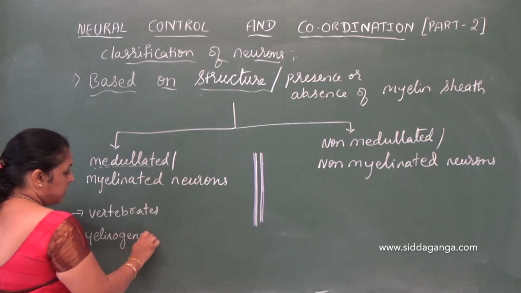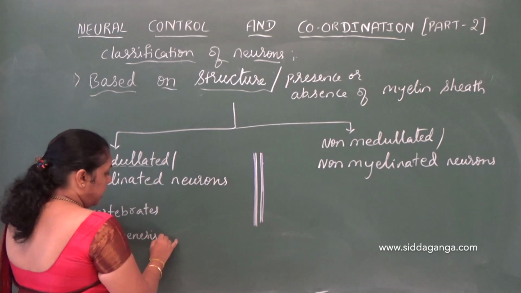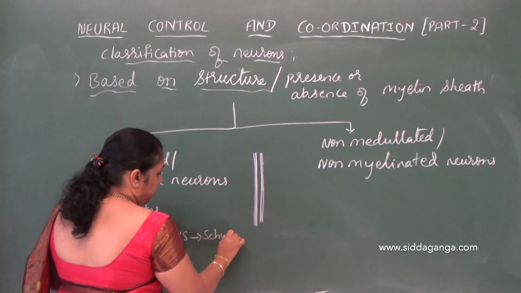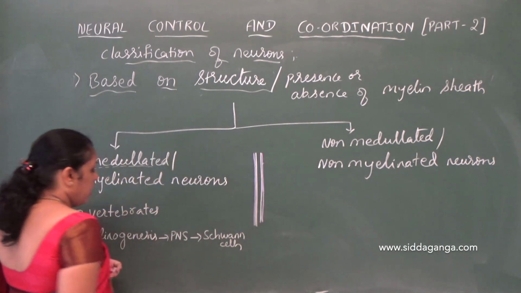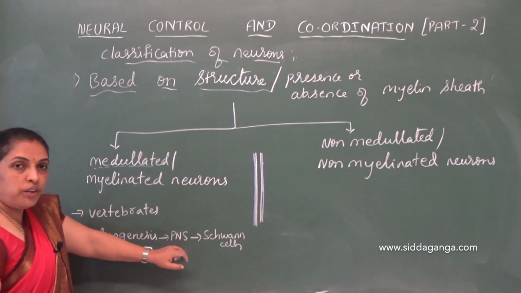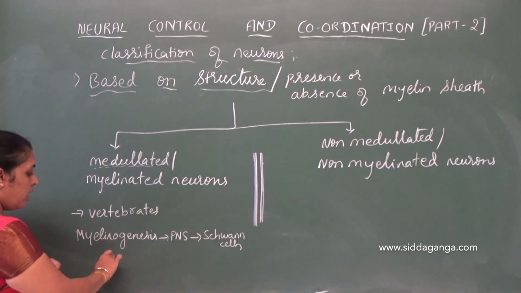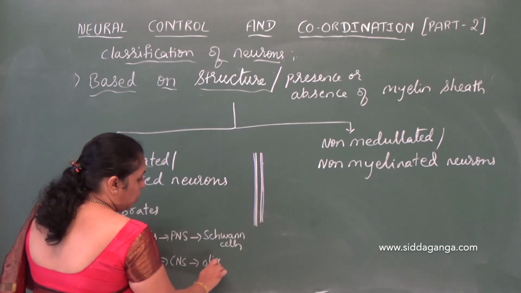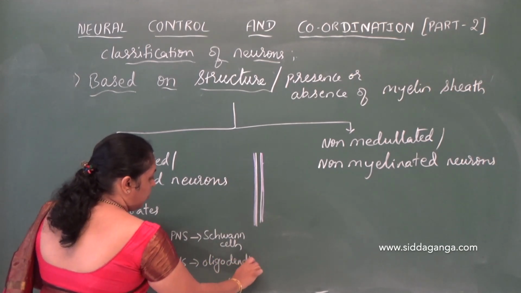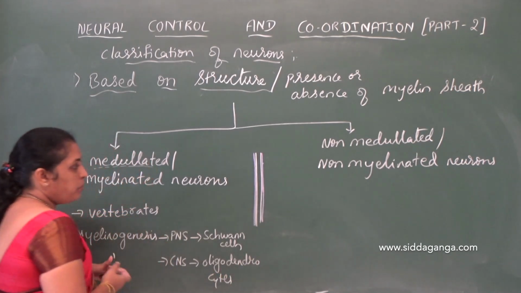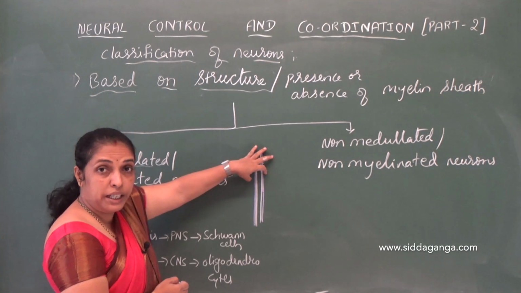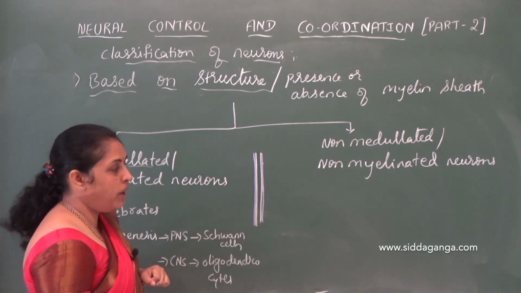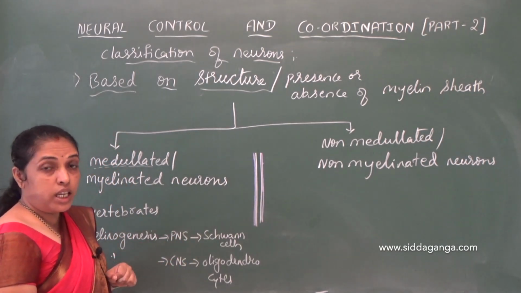Myelinogenesis occurs in the peripheral nervous system with the help of Schwann cells. Myelinogenesis occurs in the central nervous system with the help of oligodendrocytes. This myelin sheath prevents the leakage of ions and the rate of conduction will be faster. This myelin sheath acts as an insulator.